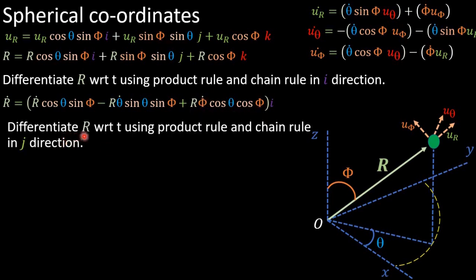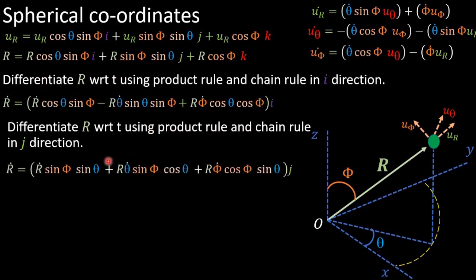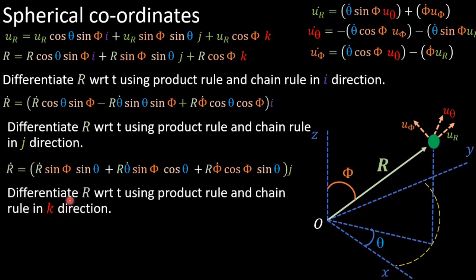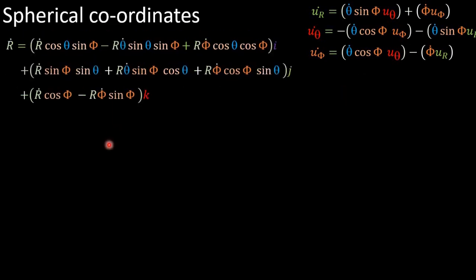And then I'll differentiate r with respect to time using the product rule and chain rule again in the j direction. So this time I'm differentiating this term with respect to time, okay, using the product rule and chain rule. So same technique I did before. And once I apply that, I'll then get this expression here. Okay, do the same thing again for the k direction, and I get this. These are the three time derivatives we had for r dot. So I've just put them into a long equation here like this.